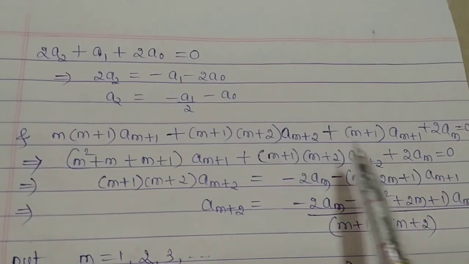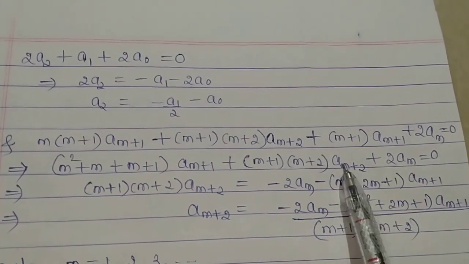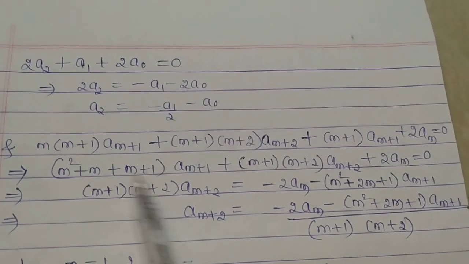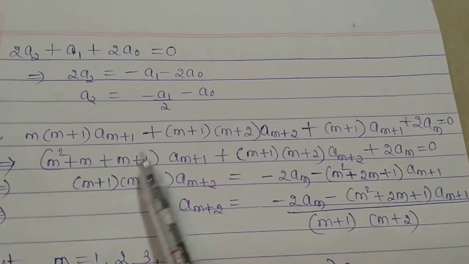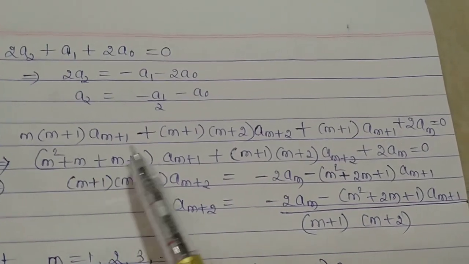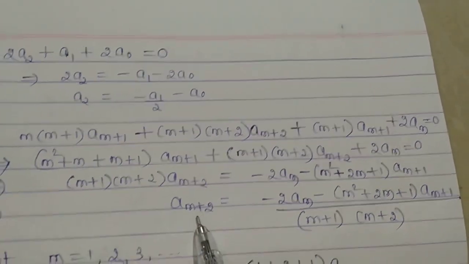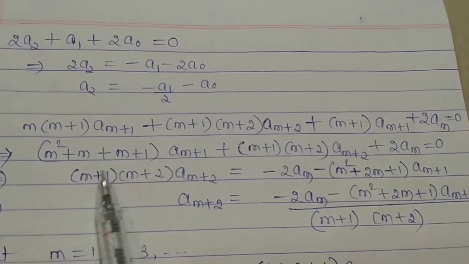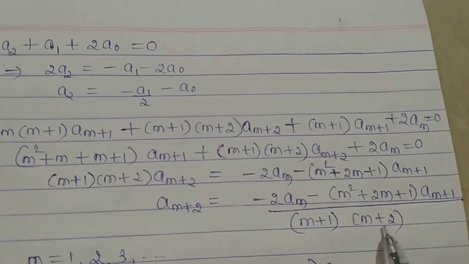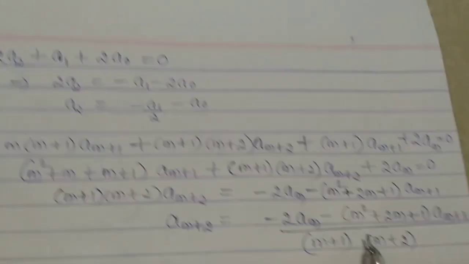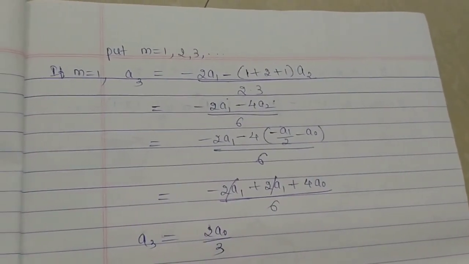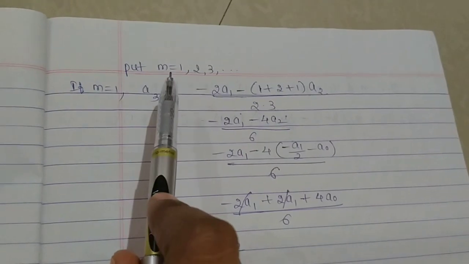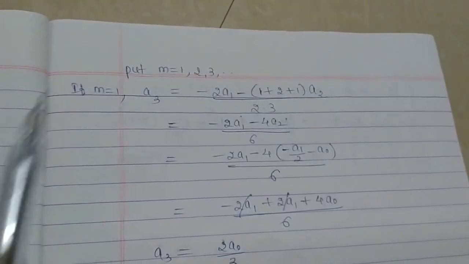I will keep the a_{m+2} coefficients and a_{m+2} on one side, and I will shift all the terms to the other side. This becomes a_{m+2} = [-2a_m - (m^2 + 2m + 1)a_{m+1}] divided by (m+1)(m+2). Now I have to find a3, a4, a5 and so on. For that, I have to substitute m = 1, 2, 3 and so on in the recurrence relation.